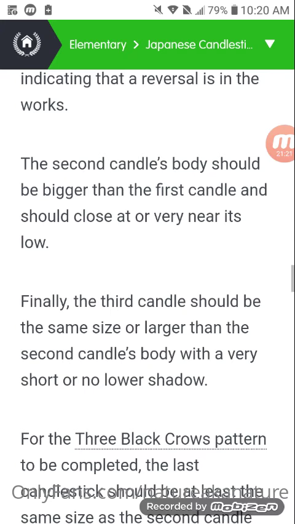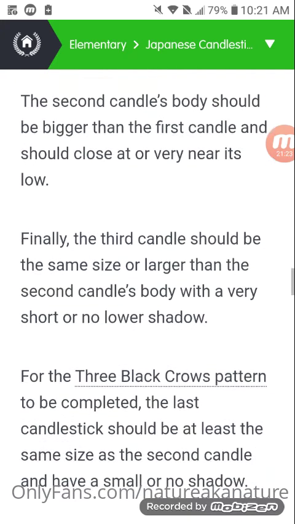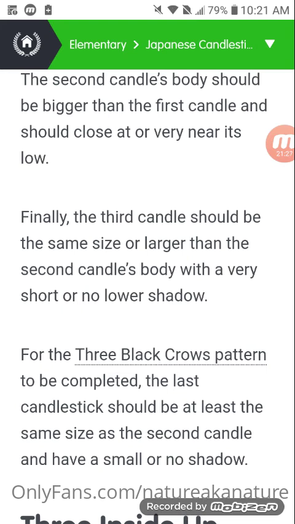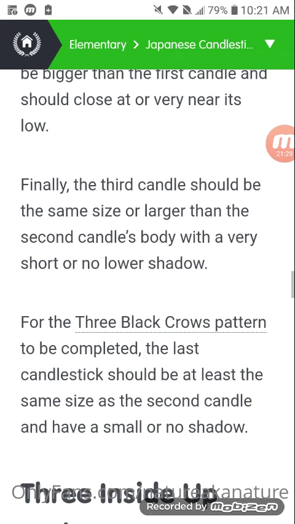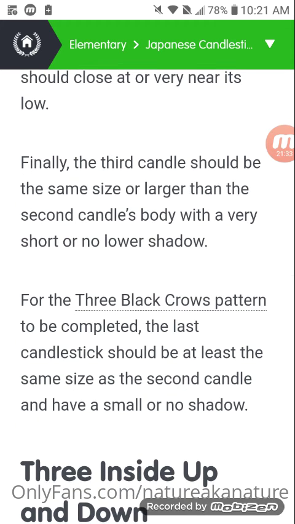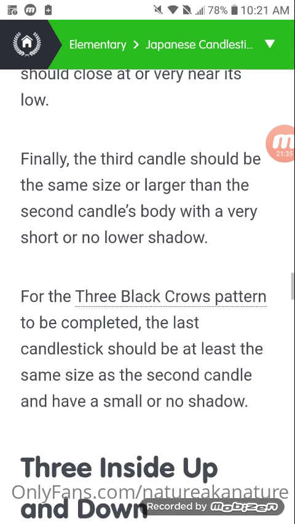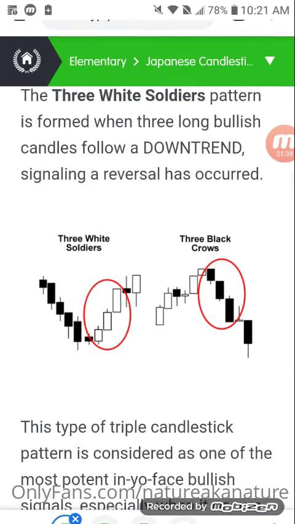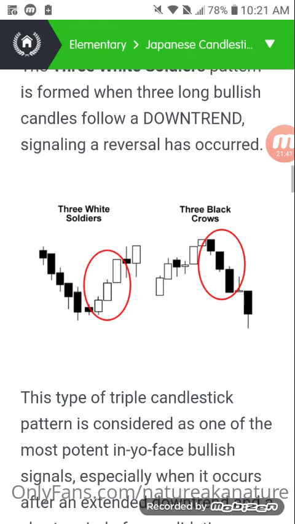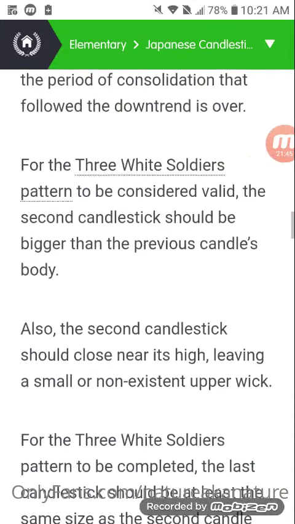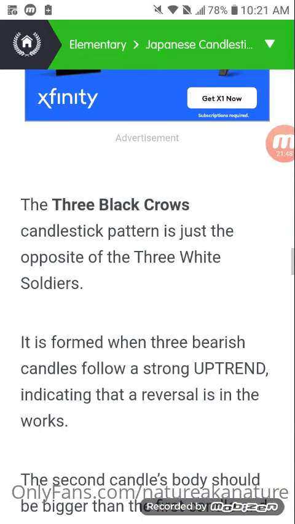Finally, the third candlestick should be the same size or larger than the second candlestick body, with very short or no lower shadows. For this three black crows pattern to be completed, the last candlestick should be at least the same size as the second candlestick and have small or no shadows, no wicks. The three black crows candlestick pattern is just the opposite of three white soldiers.